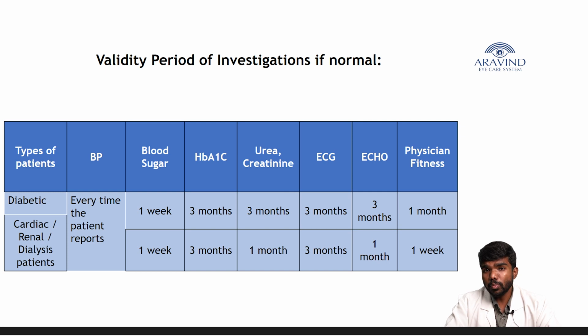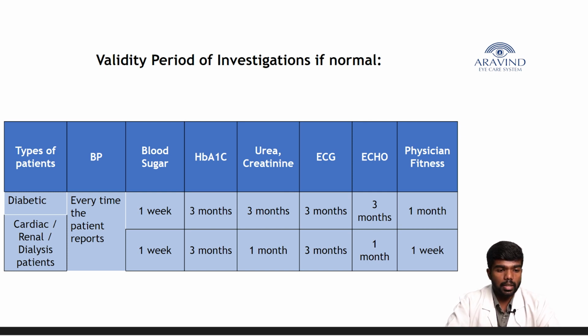Validity period. Now this is an important slide which tells us the validity of the various investigations done. If properly followed, this will help save a lot of time for the physician as well as for the patient. So for the diabetic patient, you can see blood sugar values are valid for a period of 1 week, HbA1c for 3 months, urea creatinine 3 months, ECG 3 months, echo for 3 months, and physician fitness if you've seen this patient less than a month ago, and if the physician has given fitness for this patient and for some other reason, the patient's own preference, the surgery is deferred, then this patient need not get fitness once again.